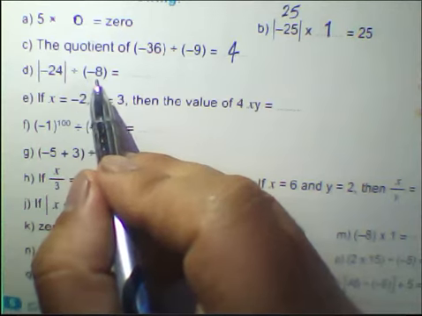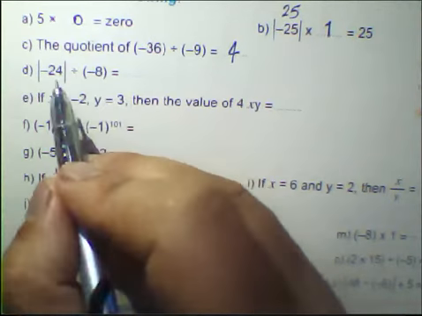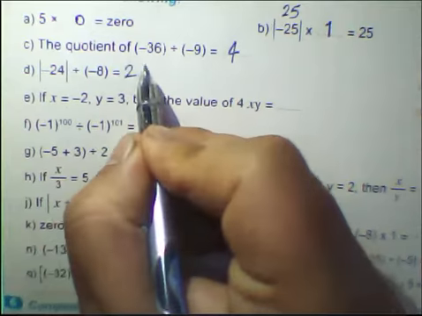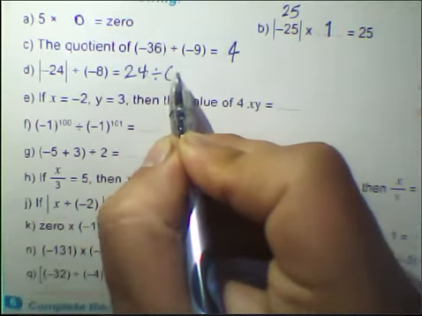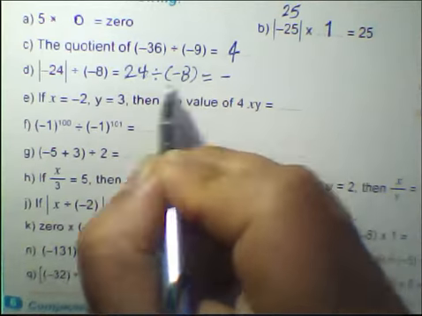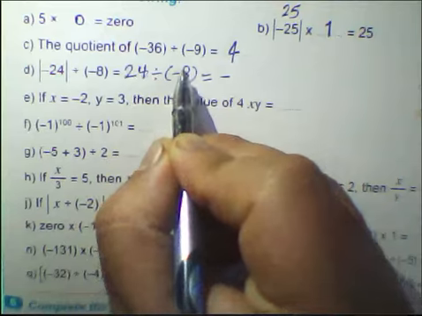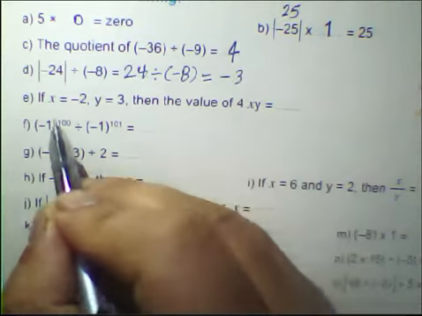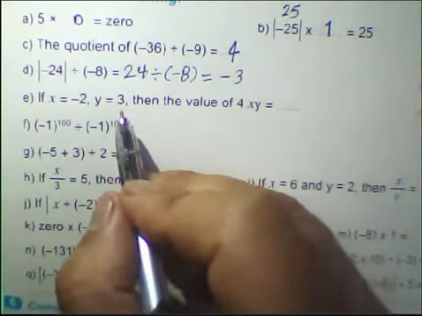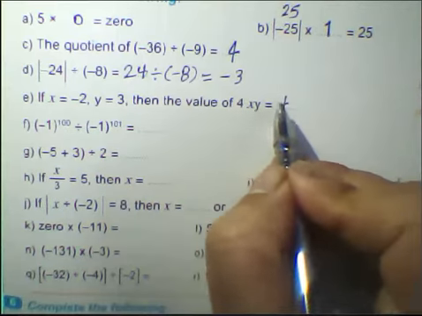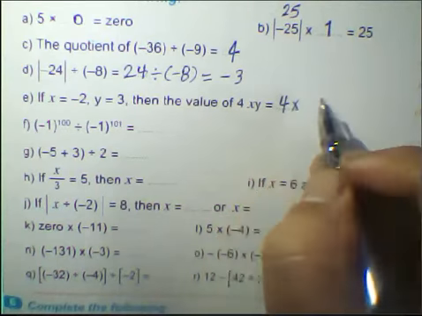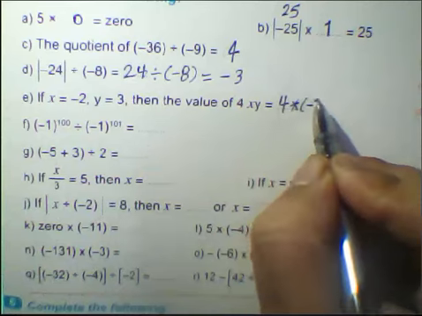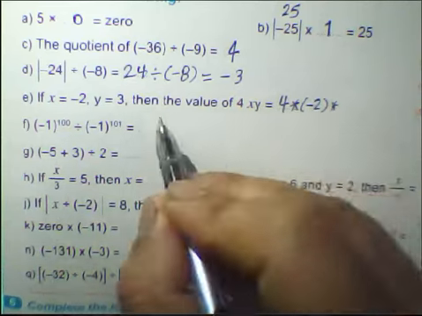divided negative 8 equal negative, because the absolute value of negative 24 equal 24 divided by negative 8 equal negative. Positive divided negative equal negative. 24 divided by 8 equal 3. If x equal negative 2, y equal 3, then the value of 4 multiply x multiply y equal 4 multiply negative 2 multiply 3.